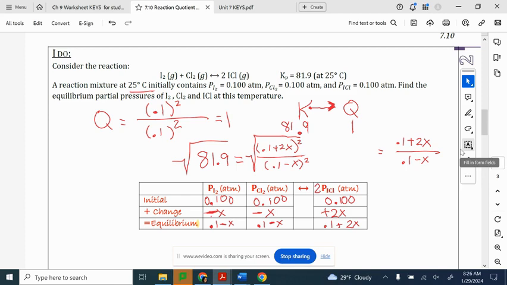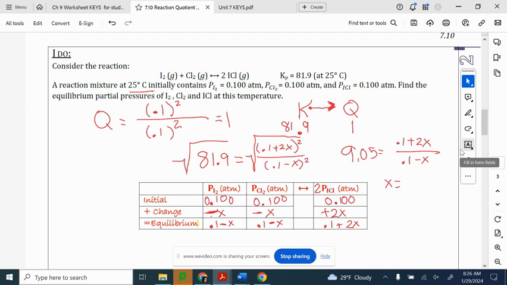There, I got my calculator back. Okay, we're good. All right, so the square root of 81.9 is 9.05. There we go. Okay, now you just do your fancy little algebra that you've been doing since 6th, 7th grade.